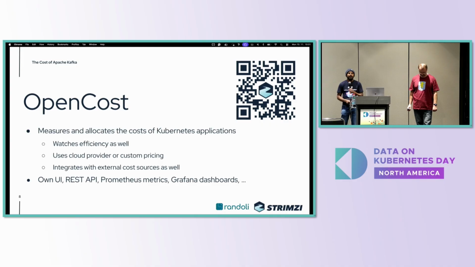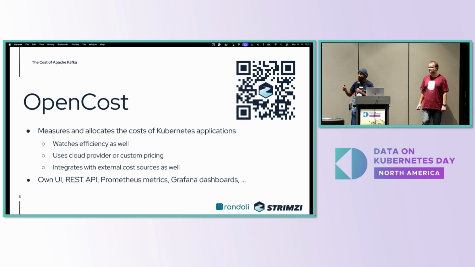So OpenCost does two things. Number one, it can calculate the cost of running a particular workload. It also can help you track efficiency metrics. So what do you mean by efficiency metrics? It helps you to figure out if you allocate a certain amount of CPU, memory, disk, how much CPU or memory does your application actually use? And that helps you to right-size your workloads, including your Kafka clusters.